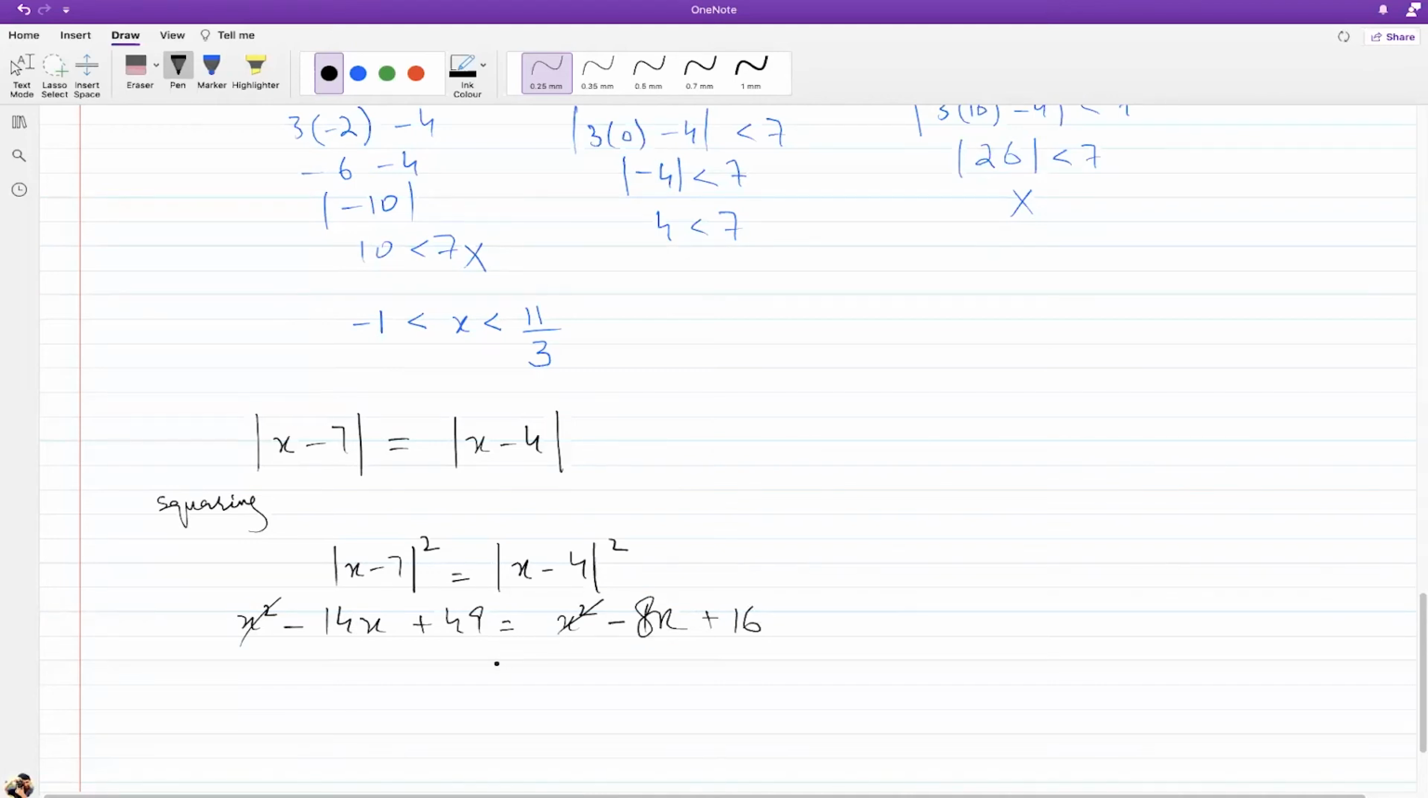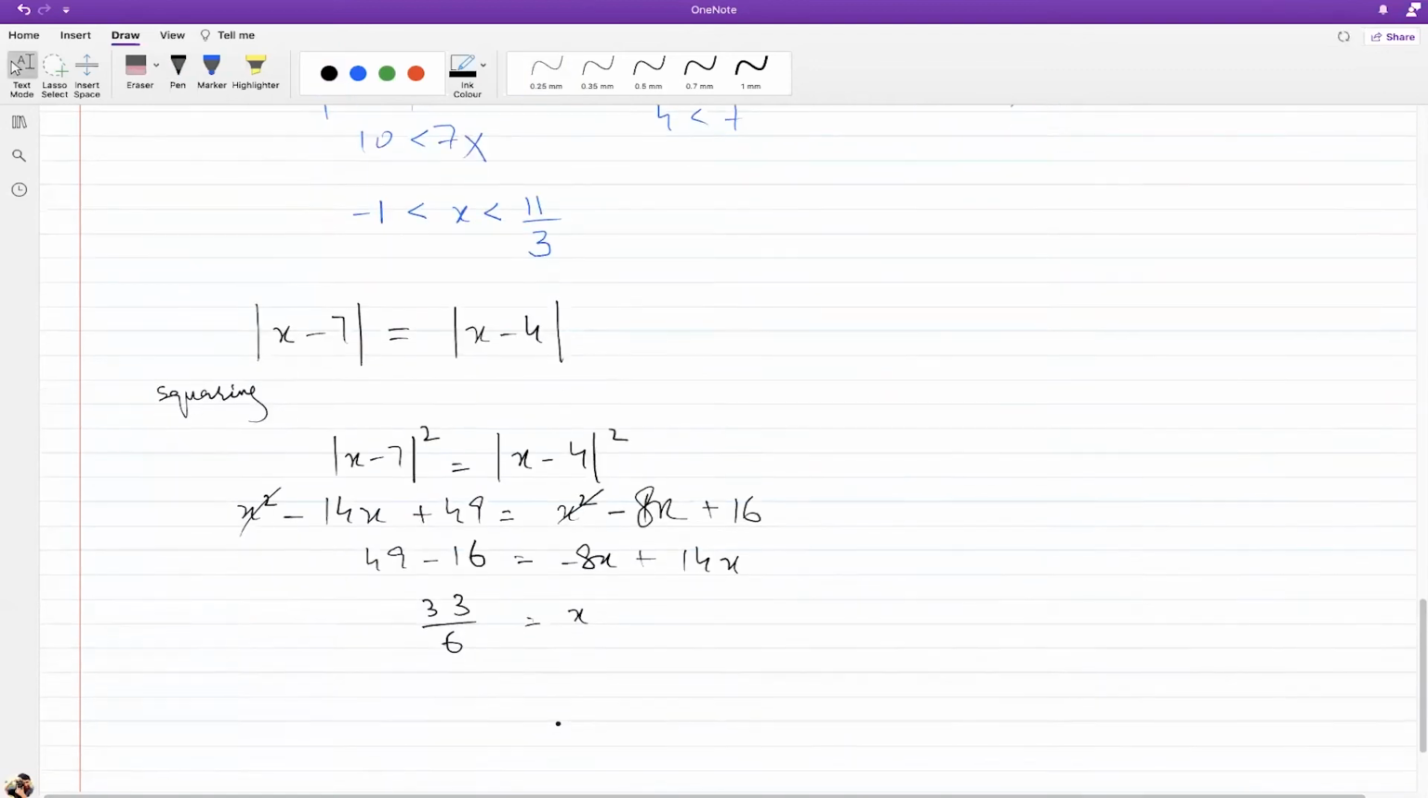Yes? सर आपने वो क्यों नहीं लगाई लाइंस मॉड्यूलस वाली थी? Because जब स्क्वायर कर देते हैं उसके बाद मॉडुलस नहीं करते, क्योंकि मॉडुलस has been taken care of. ओके ठीक है. Yeah, so you solve it now, you get 49 minus 16 is equal to minus 8x plus 14x. So 49 minus 16 is 33 over 6 is going to be x. तो आपके पास एक आंसर आ गया.